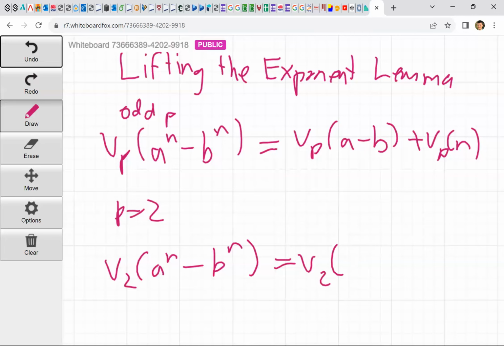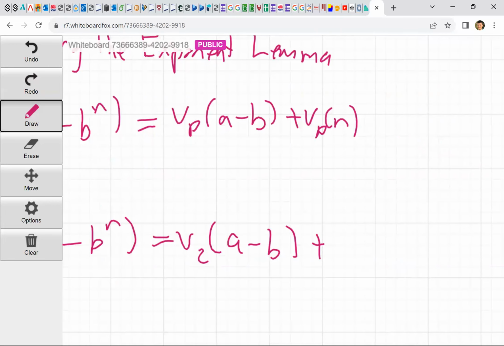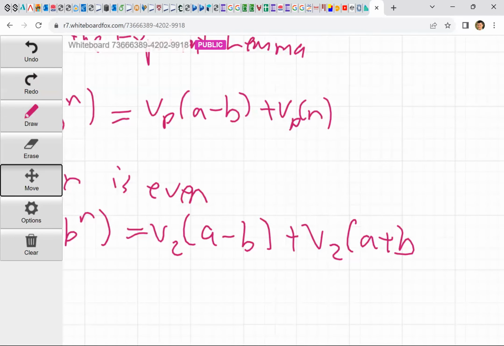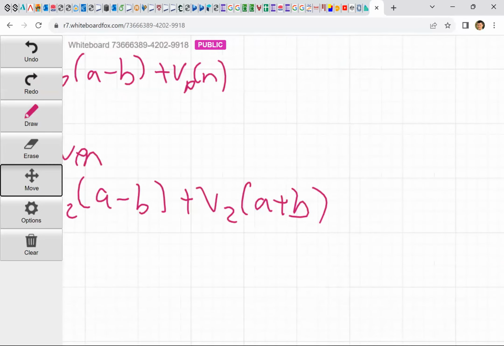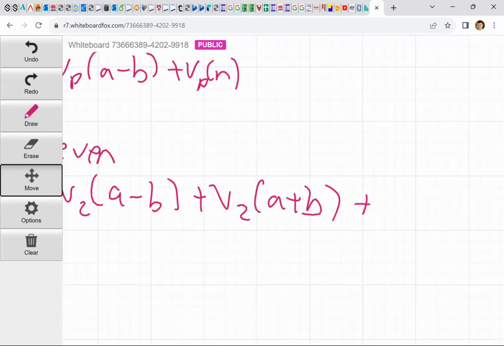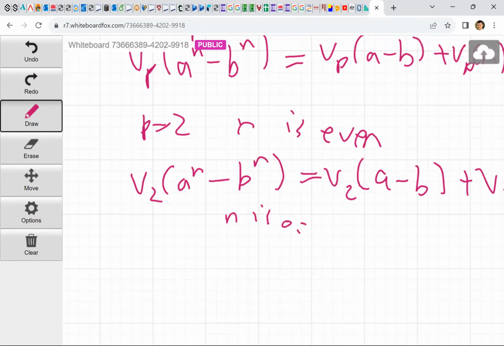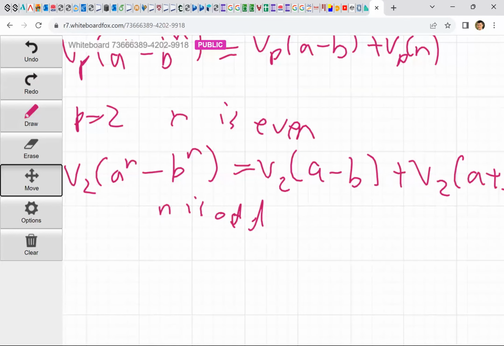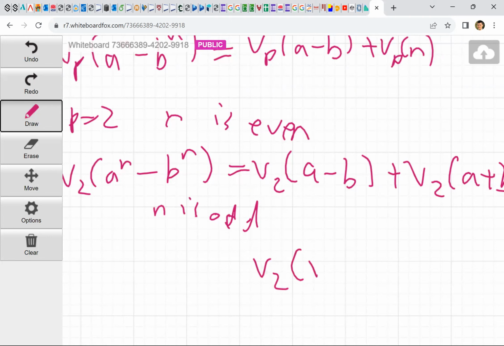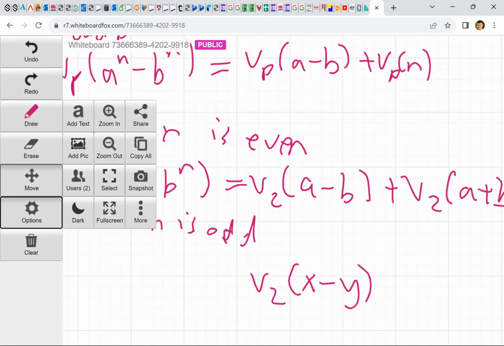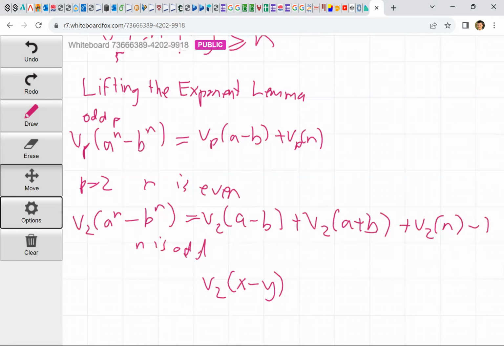So A minus B, A plus B. That's if n is even, P equals 2 and n is even. If n is odd, you just get V_2 of x^n minus y^n is V_2 of x minus y. Just this. And for odd P, X minus y, I'll just replace this with A and B.